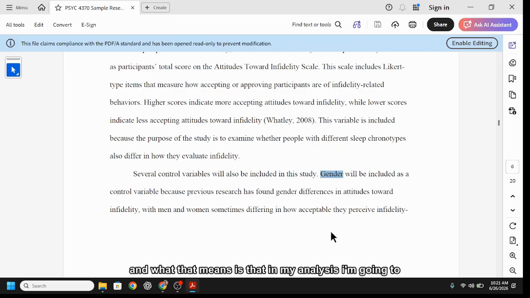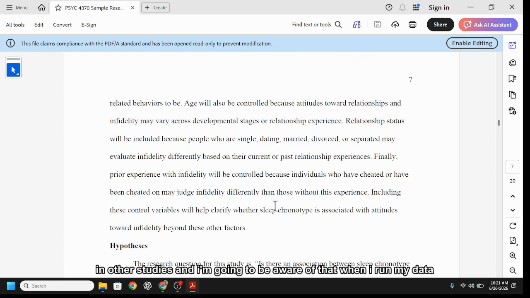Gender is one of those. And what that means is that in my analysis, I'm going to probably split my analysis by gender, because in previous research, there has been a difference in attitudes towards infidelity between men and women. And that's important to know. It does not mean that I'm not going to analyze this from a general perspective with men and women together. It just means I'm going to be aware of how gender has played a role in other studies, and I'm going to be aware of that when I run my data.